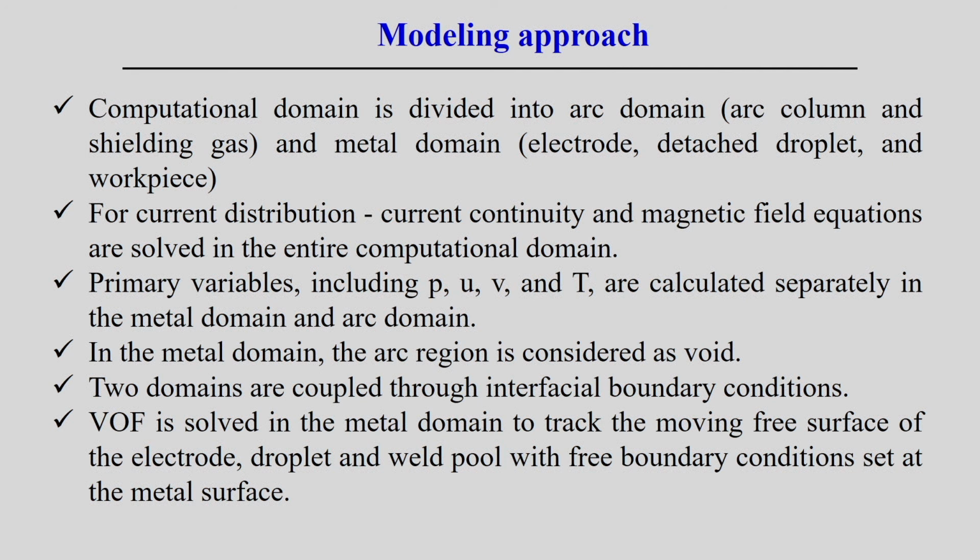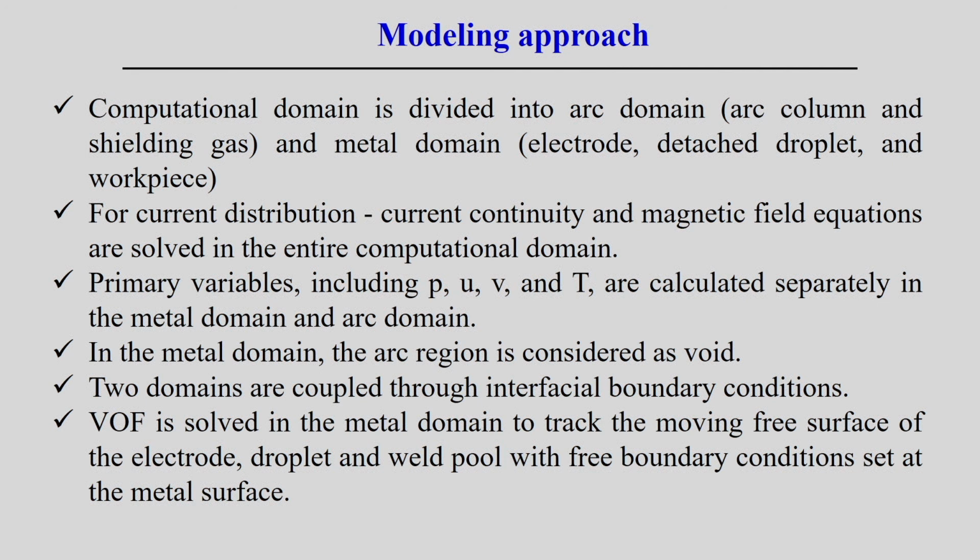Now, if we look into the modeling approach of gas metal arc welding in a nutshell, the computational domain is divided into the arc domain. Arc domain means the arc column and the shielding gas. We can consider this as the arc domain, and the metal domain is another separate domain, that is the detached droplet and the workpiece. We can consider this as a metal domain, but several subdomains can be created within the metal domain also. Now, for current distribution, we can solve the current continuity equation, and the magnetic field equations are solved in the entire computational domain.